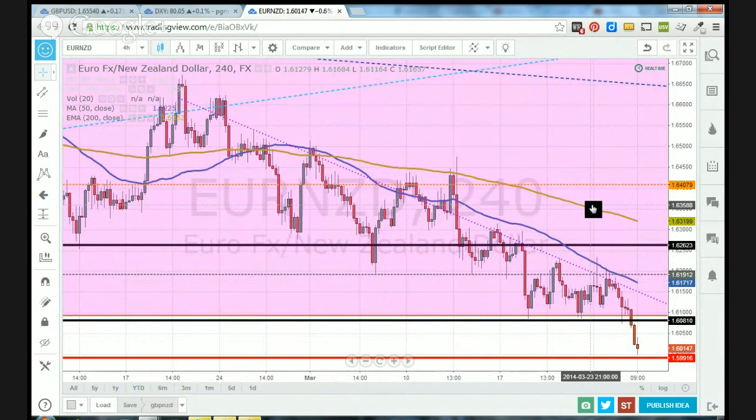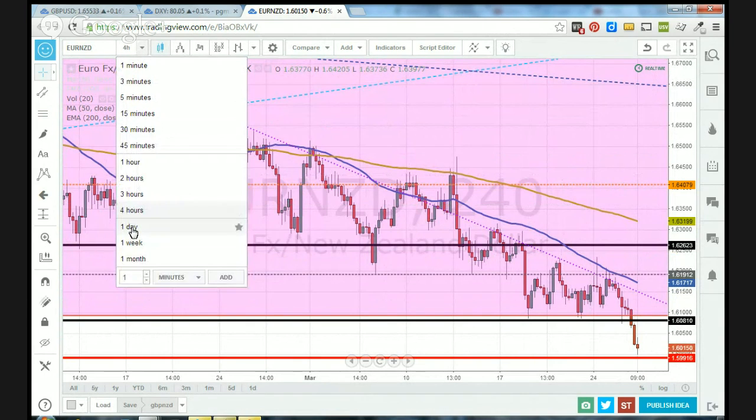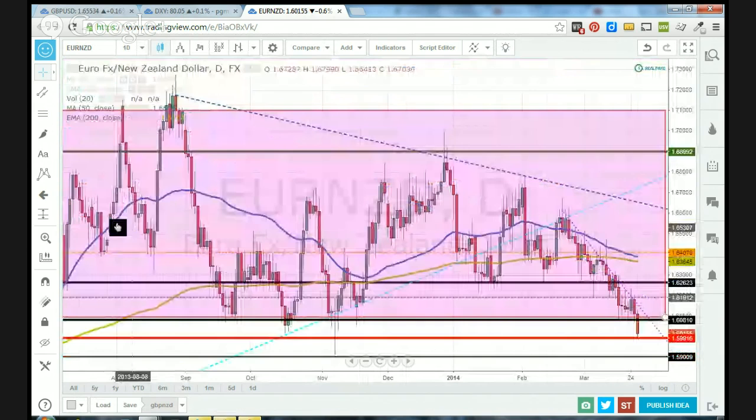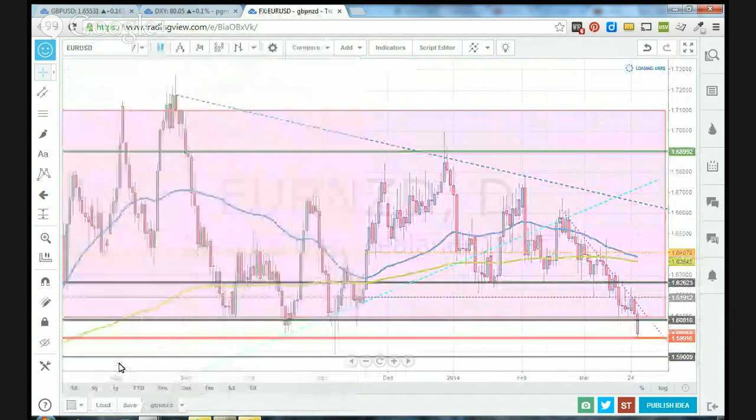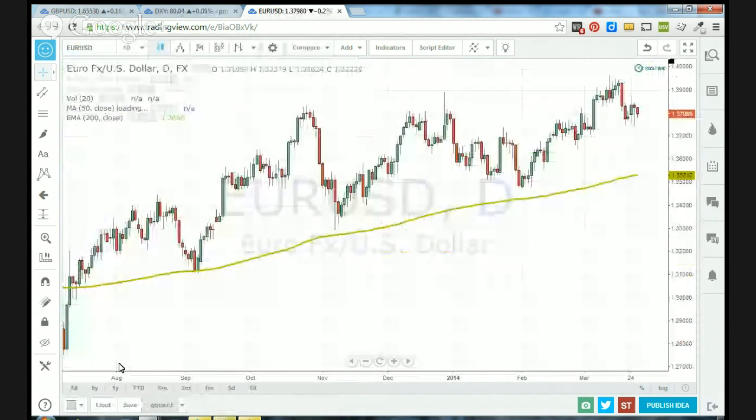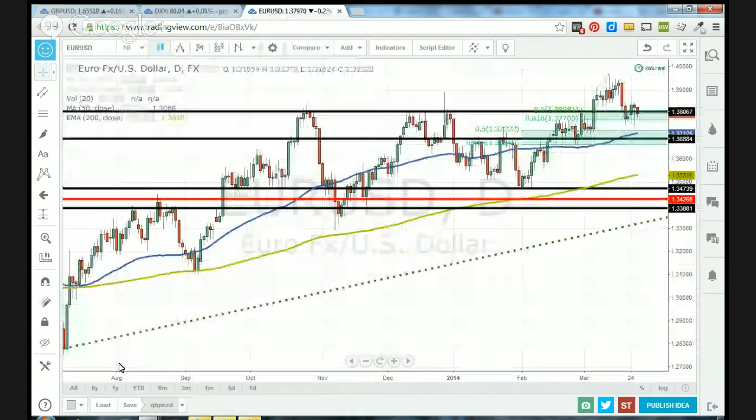Okay, so that's euro kiwi. Let's go back to a daily time frame, and let's check out euro US dollar. Now I'm short dollar Swiss, which is the equivalent of going long euro dollar, and I still sort of like that idea. I actually like it quite a bit.